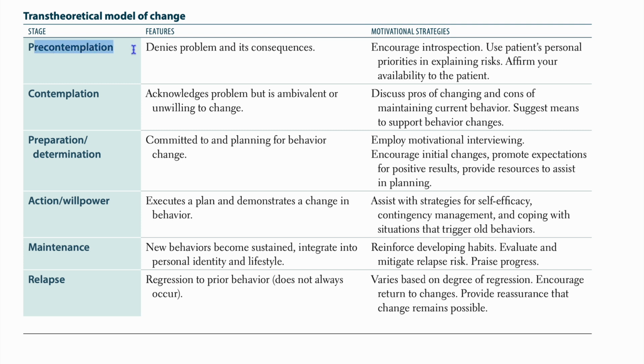So far we did pre-contemplation, where they deny the problem and its consequences. Contemplation is they understand they have a problem but they don't do anything about it. And then preparation and determination is where they know they have a problem and they have a plan in place to put into action, right? And then you put the plan in action. That's the action stage, or willpower. So they execute a plan and demonstrate a change in behavior; assist with strategies for efficacy, contingency management, and coping with situations that trigger old behaviors.